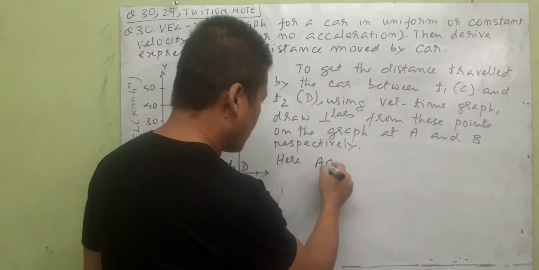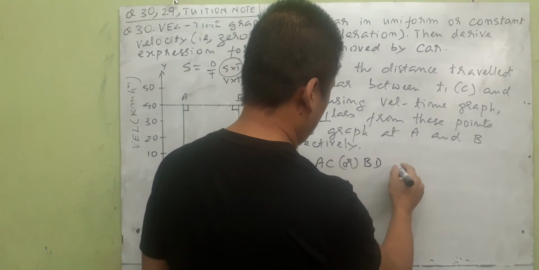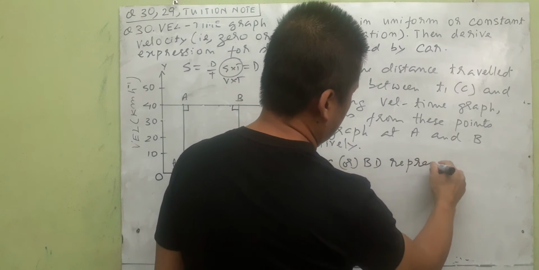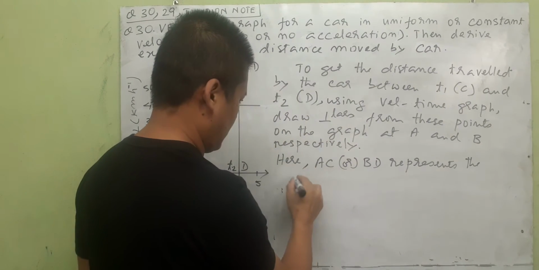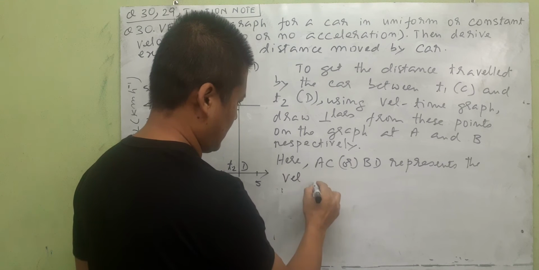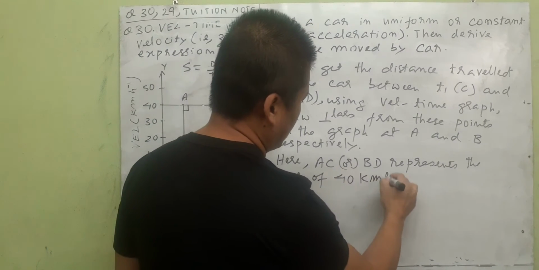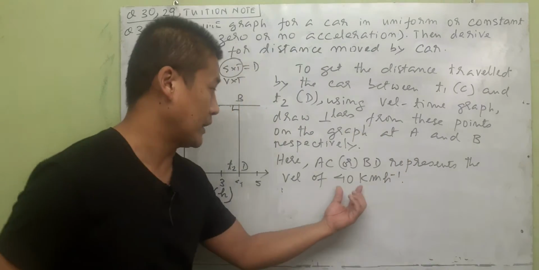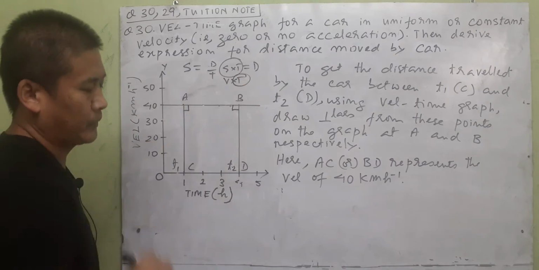Here, BD represents the velocity of 40 km/h. We know the velocity is constant, so we have the velocity. To get the distance here, we need time.